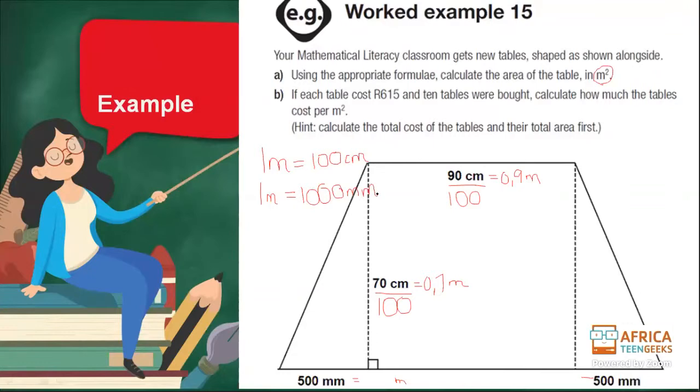Right? This you must know by heart. Very important to know this by heart. So if I'm converting millimeters to meters, you need to divide by 1,000. So in this case, if I'm dividing by 1,000, my answer will be 0.5. So excellent work from the guys who gave me the answers, right?